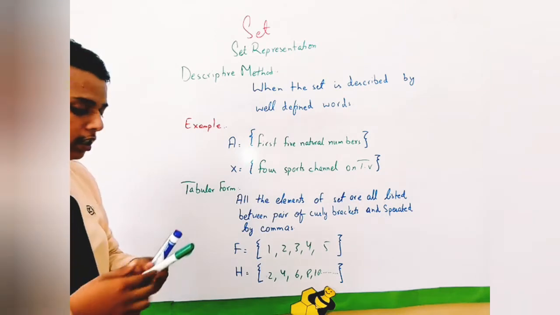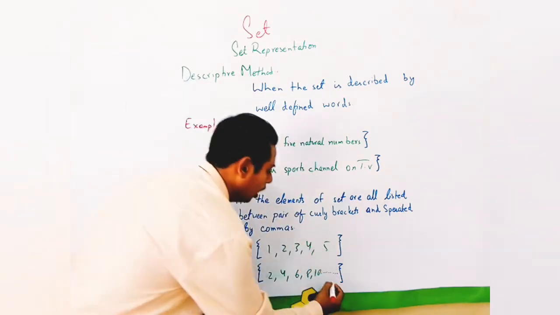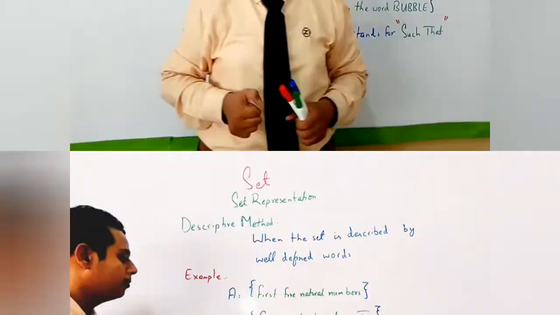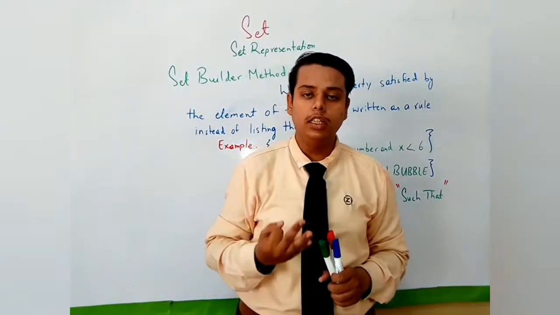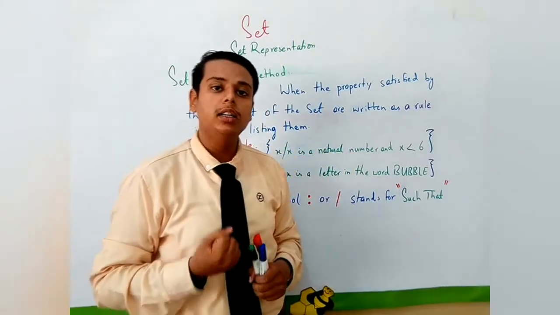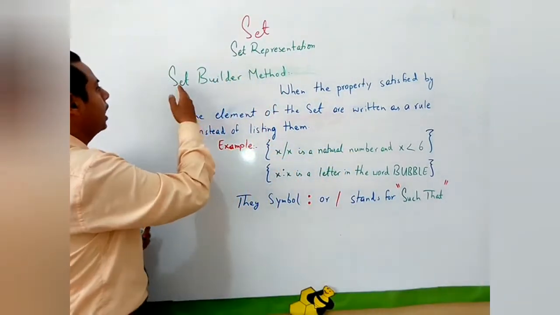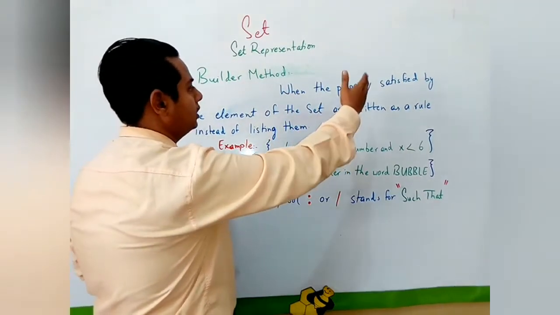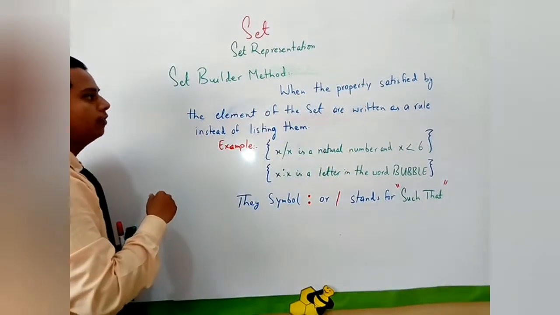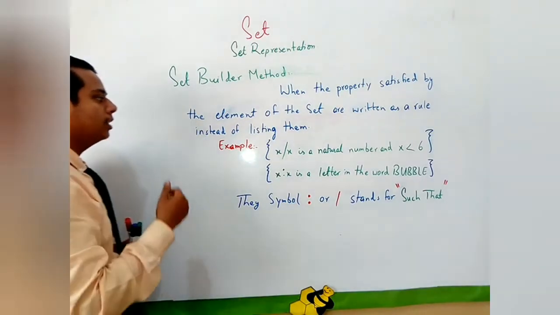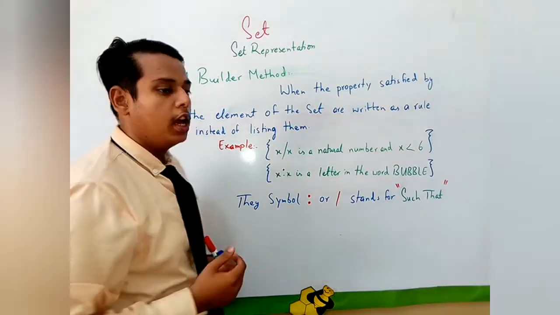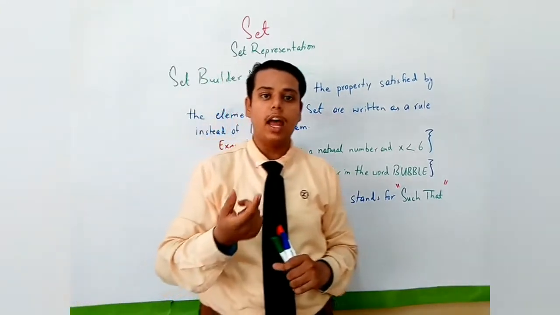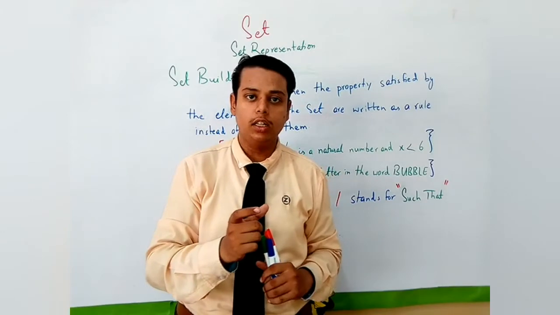And how do we describe the uncountable? With the help of these dots or infinite things over there. Now we will move on to the third method to represent a set. The third method is the set builder method. In this method, when the properties satisfied by the elements of the set are written as a rule instead of listing them, a specific property of the elements is mentioned over there.